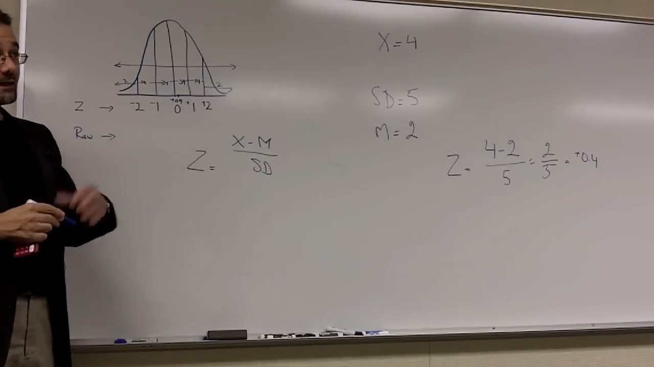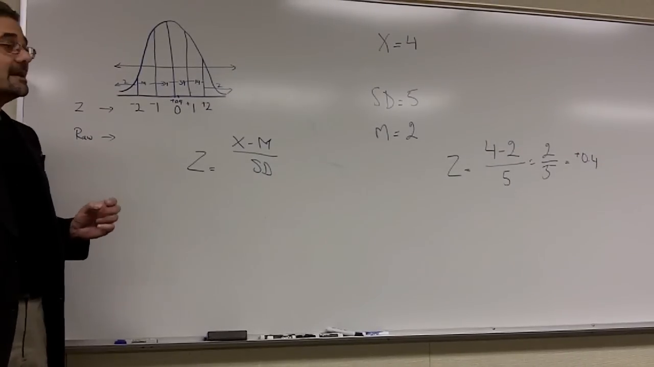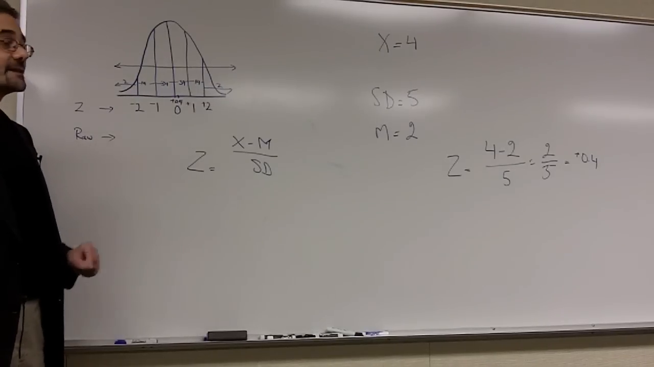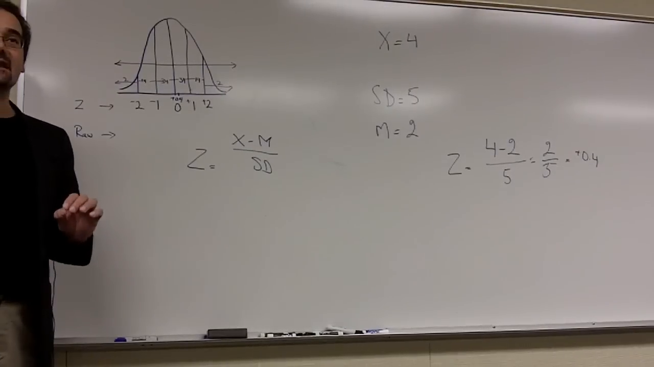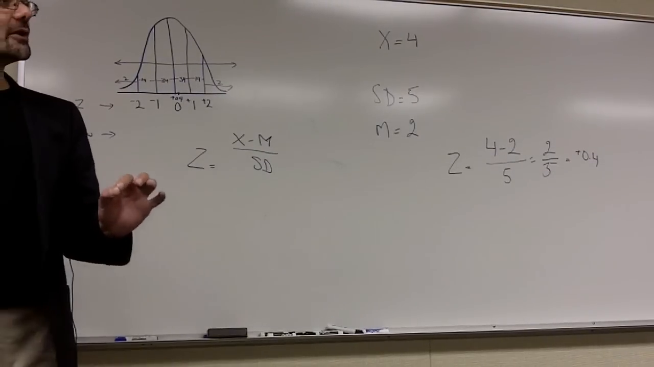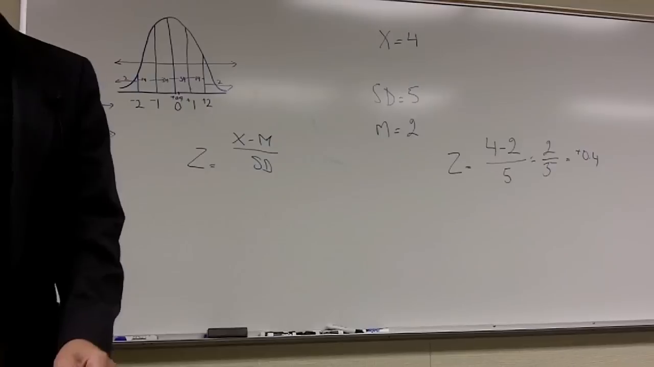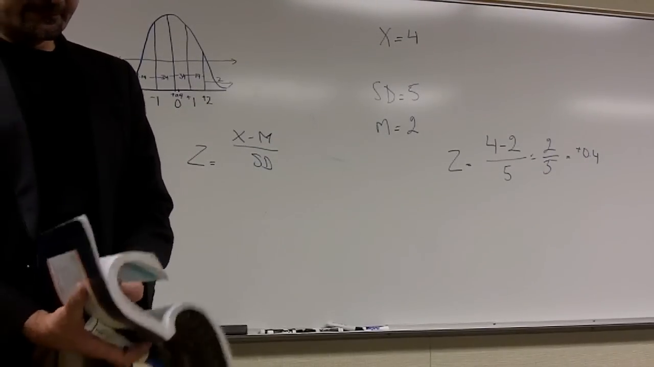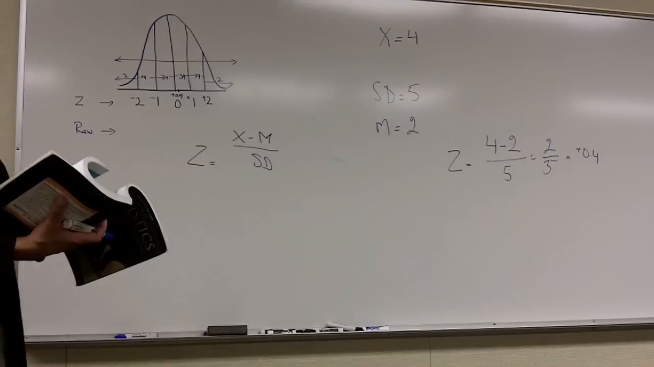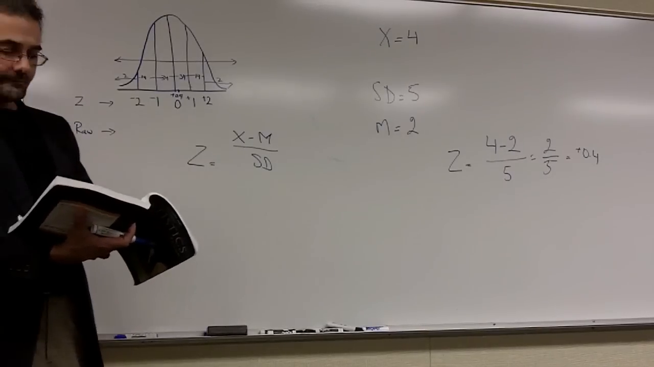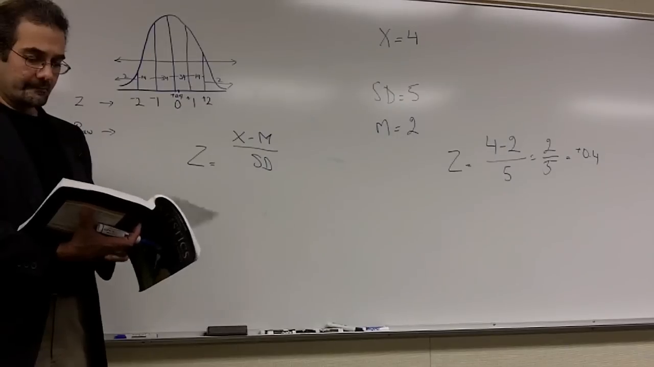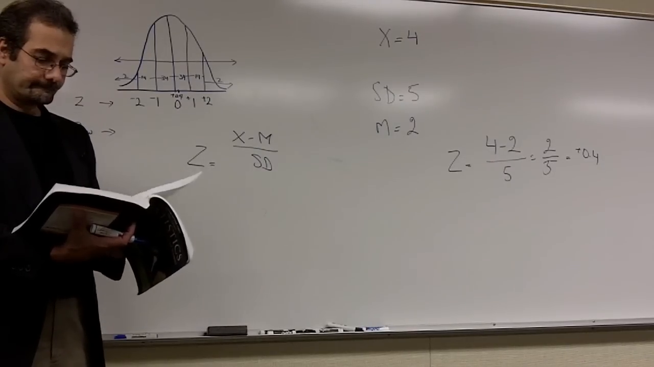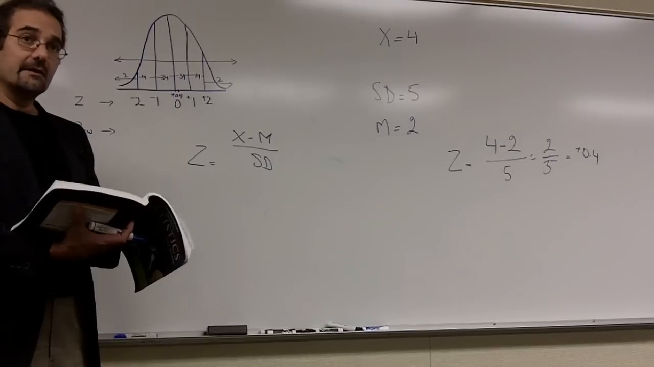Can you tell me how many people have done worse than you on this test? If your z-score was 0.4, what percentage of people scored below you on this test? So what would you do? Go ahead, try it, and then I'll explain it to you. Yeah, below.